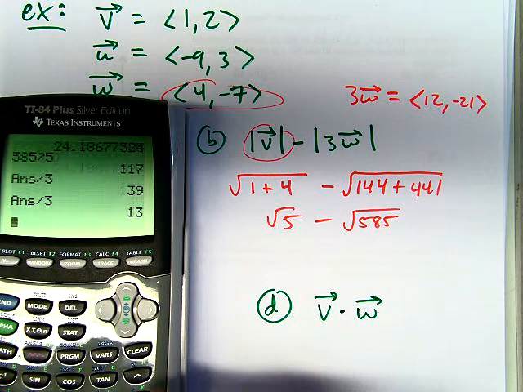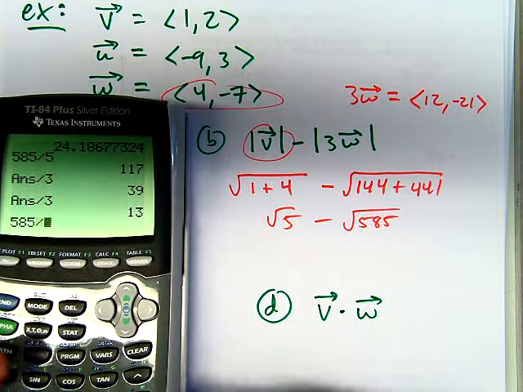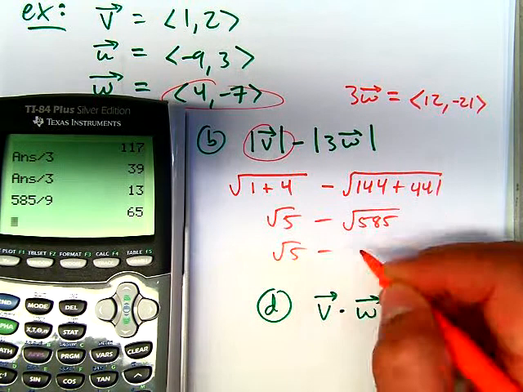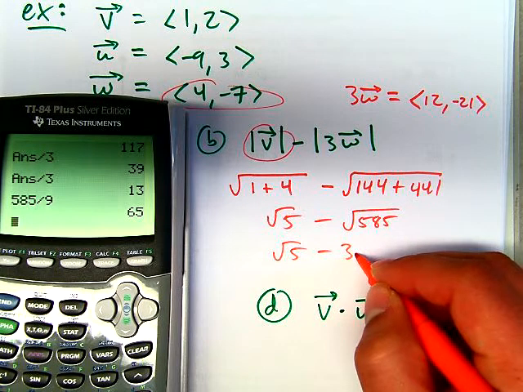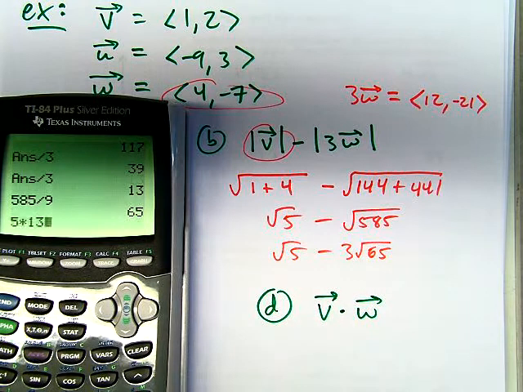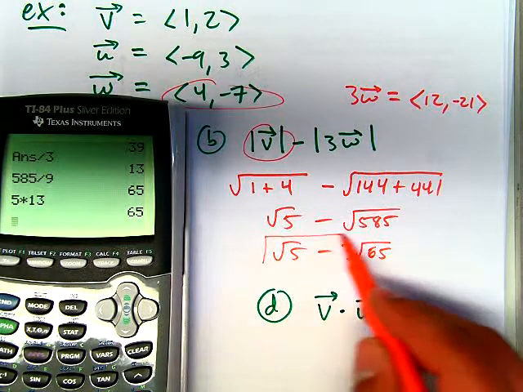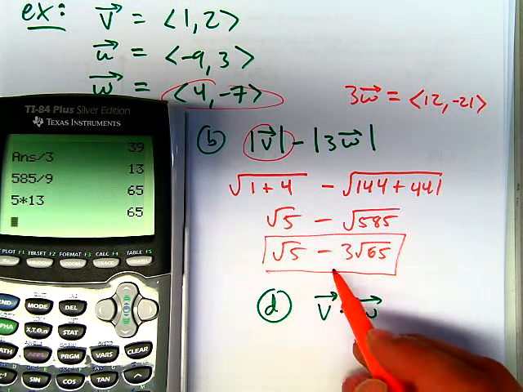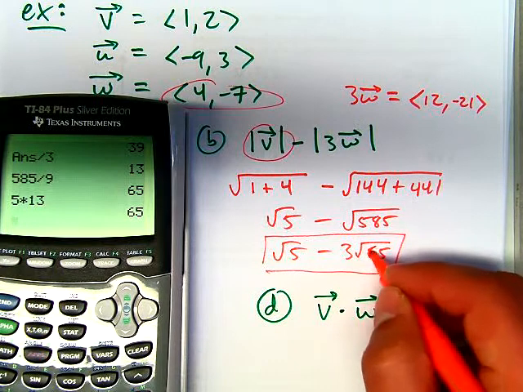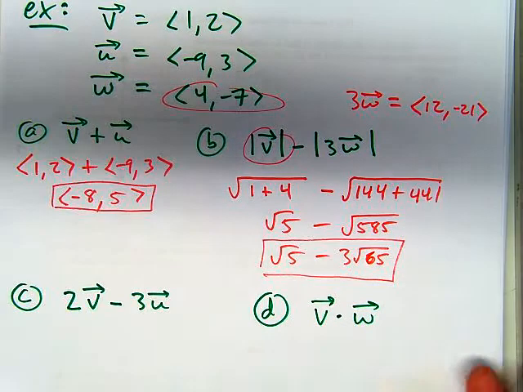Looks like I can divide by 9. So then that would be root 5 minus 3 root 65. 65 is just 5 times 13. That doesn't break down anymore. So the best answer would be root 5 minus 3 root 65 if you reduce the radical there.